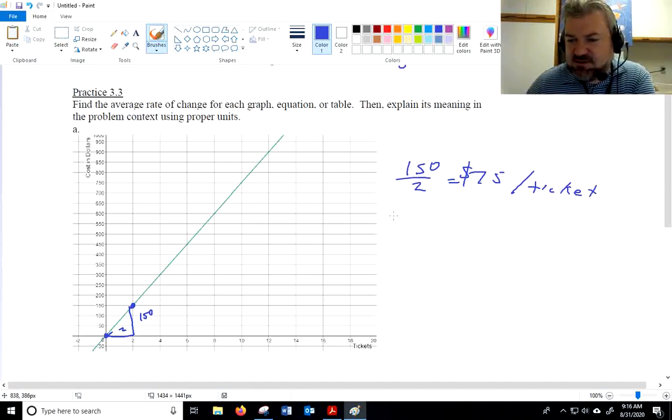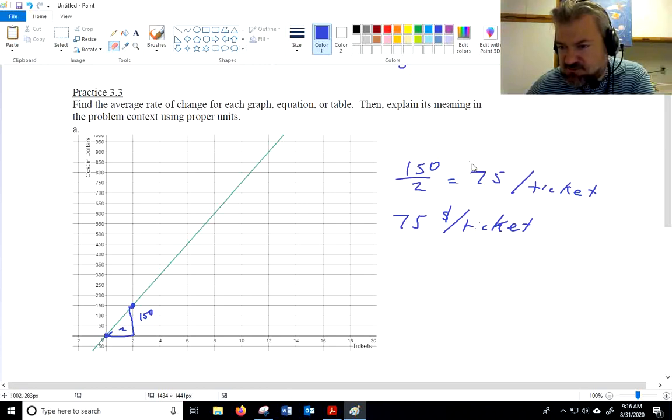And that's the way you find the units. If you want to write it like this, that's fine, but we usually put that over here. Yeah, that's better. In fact, that's what I want you to do. When we're looking at rate of change in money, we put the dollar sign over what's changing. The units of rate of change are always the Y units over the X units, and they're super important. So $75 per ticket. And what does that mean in this situation? It means that's the cost per ticket.